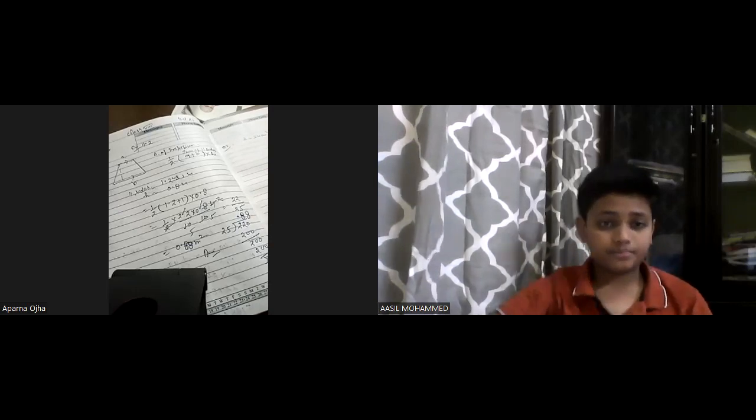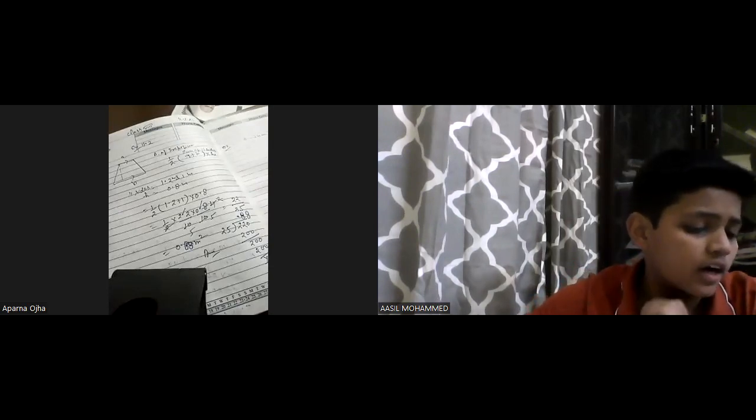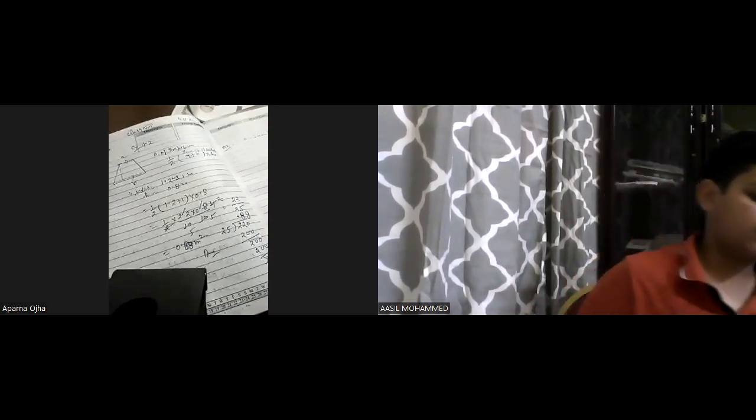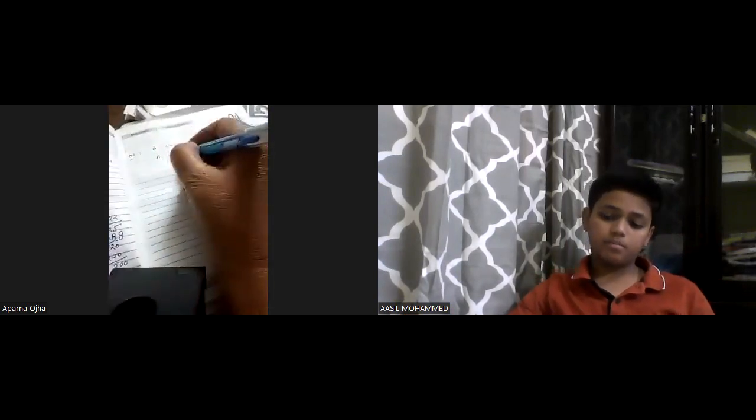Now I'm done. Completed. Now read the next question. The area of a trapezium is 34 centimeters square and the length of one of the parallel sides is 10 centimeter and its height is 4 centimeter. Find the length of the other parallel side. Which formula we have to write? We have to write half multiply by bracket a plus b bracket close multiply by h.